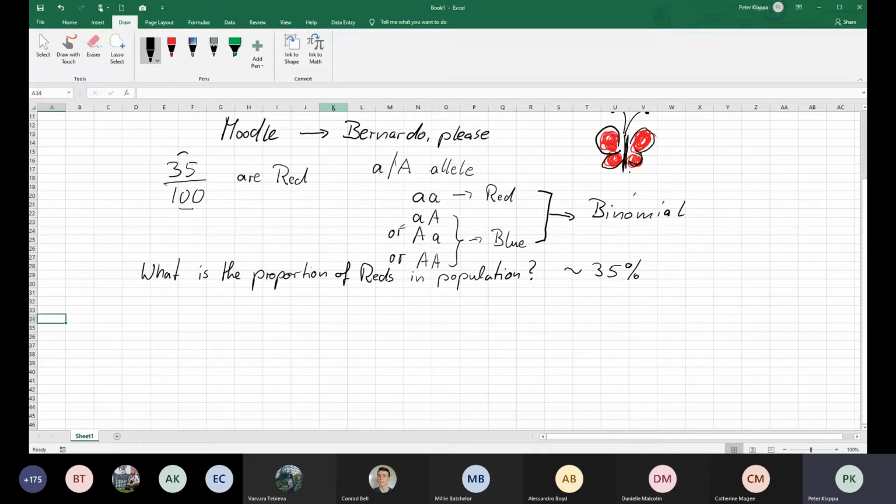Now, I showed you last week that we basically have two options. We can calculate a 95% confidence interval for this proportion.